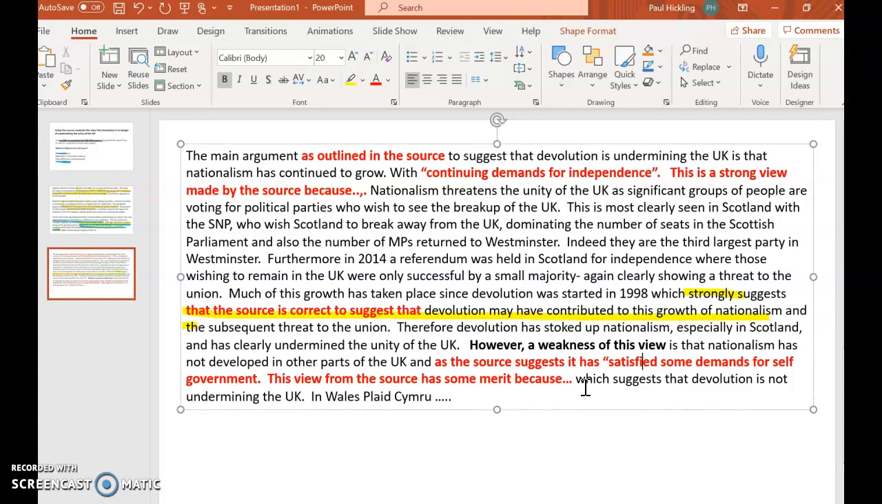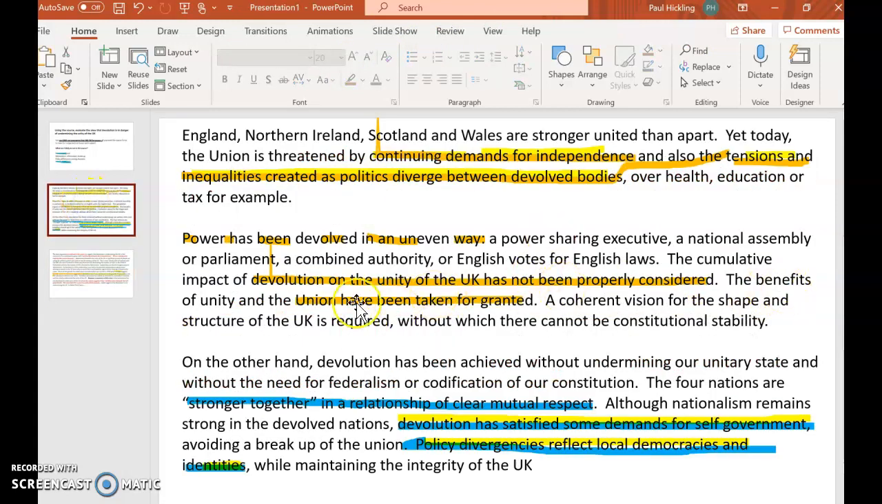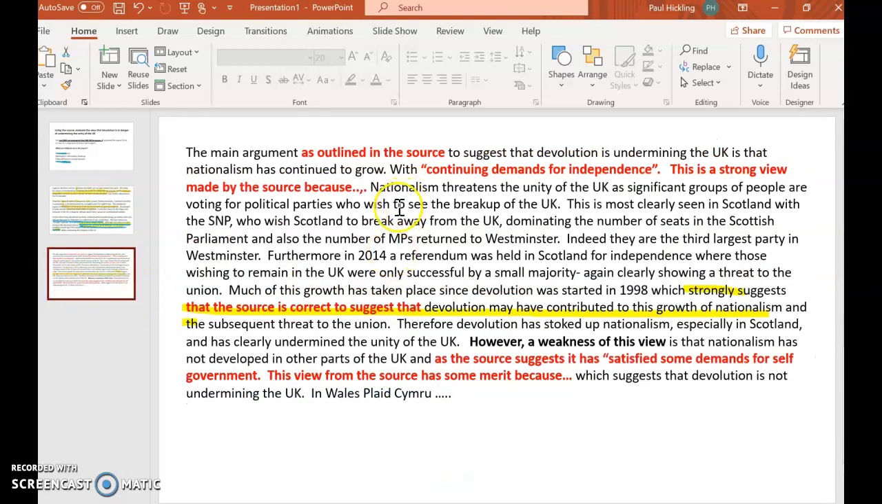Now, just a final thing. If there's no counter argument in the source to a point, so you might argue, if you look at the source, it says that devolution has not been properly thought through. And there isn't really, is there, a counter argument in this paragraph? If that is the case, then go about it this way. Let's just imagine, because I'm not going to rewrite a whole paragraph out again, let's imagine there hadn't been this counter argument about nationalism. They just said that nationalism has grown, and there was nothing on the other side to say it has satisfied self-demands.